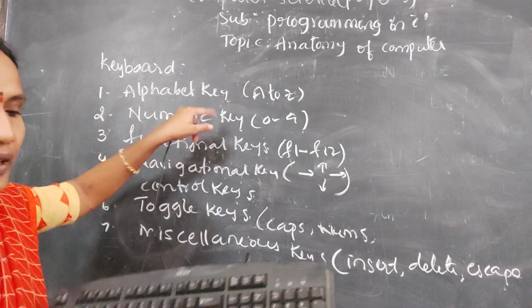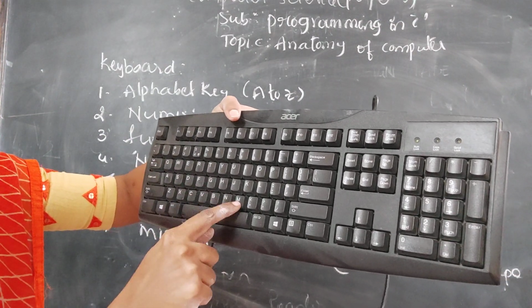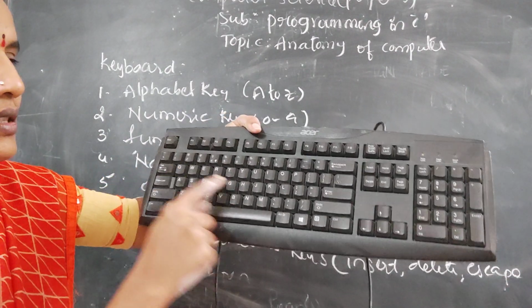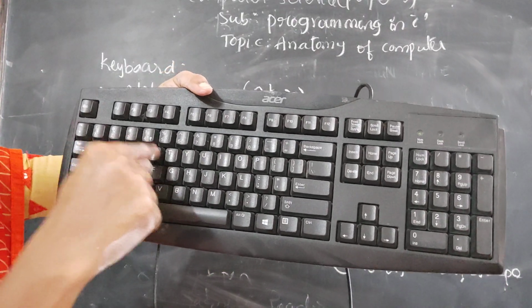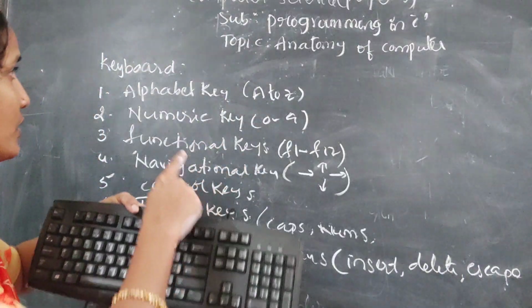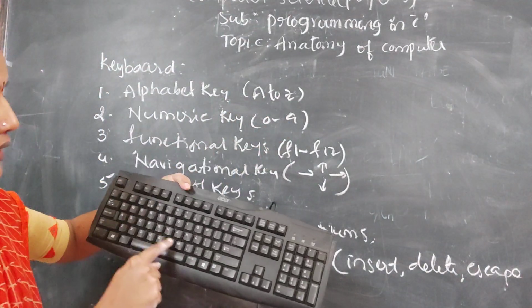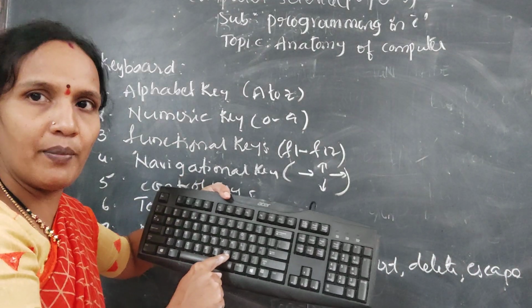Alphabet keys. Okay. Here how many alphabets you have, you see, from Q to M. All this will come under alphabet keys. Whenever you press any alphabet, that will be printed on the screen. The next one, A to Z keys. Total 26 keys will come under alphabet keys.